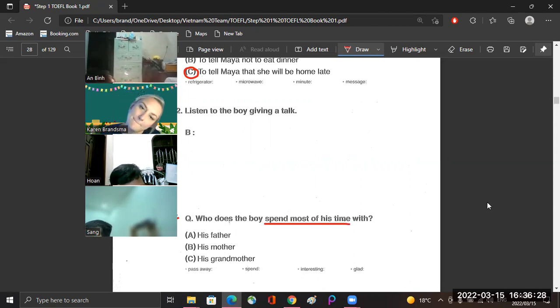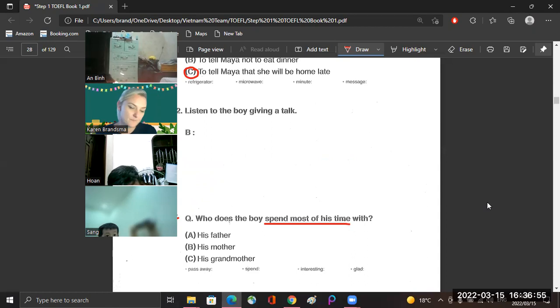Number two, listen to the boy giving a talk. There are four people in my family, my grandmother, mom, dad, and me. My grandfather passed away last year. So my grandmother has been living with us ever since. Both of my parents work. So I spend most of my time with my grandmother. I love her very much because she makes me yummy cookies and tells me interesting stories. I am so glad that I'm living with her.